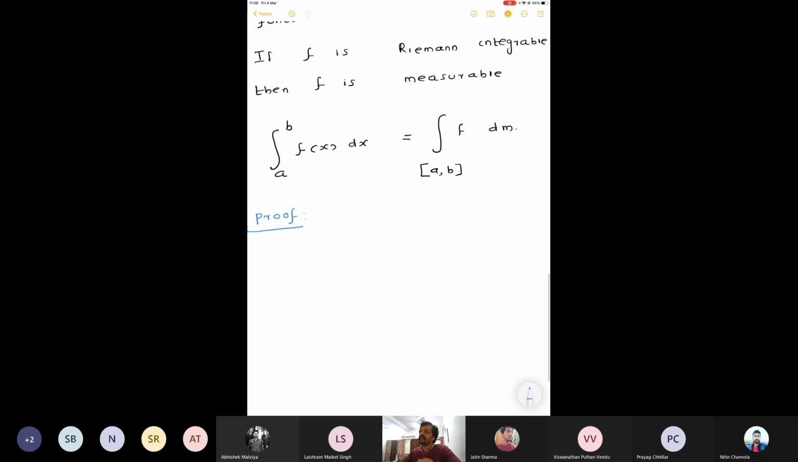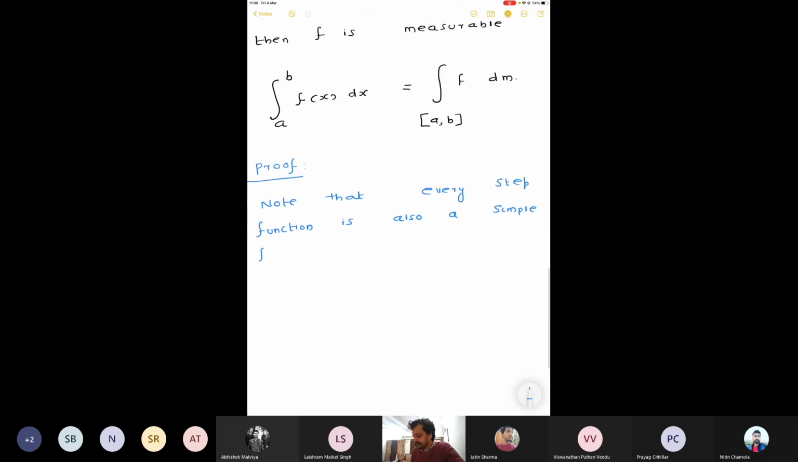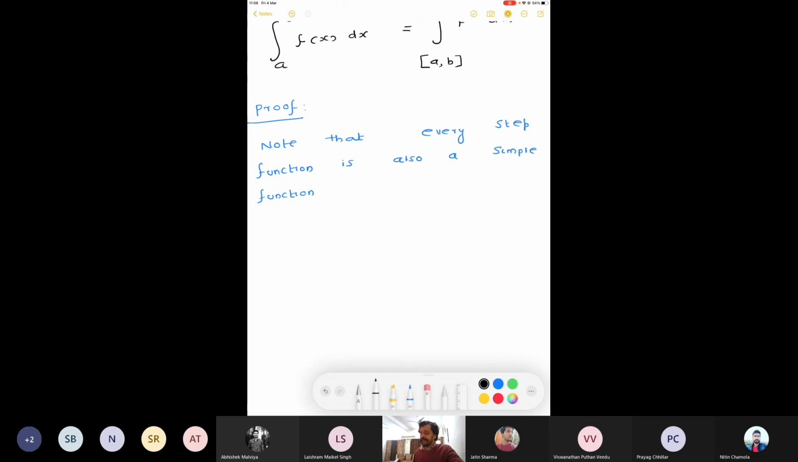It's very simple. The proof is based on the observation that every step function is a simple function. Note that every step function is a simple function. So now please keep in mind how we defined the lower Riemann integral, the integral from a to b of f(x) dx.